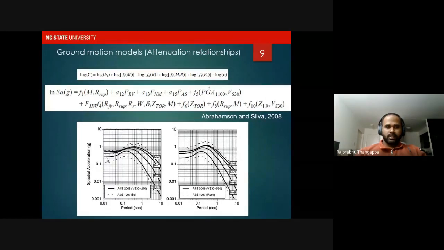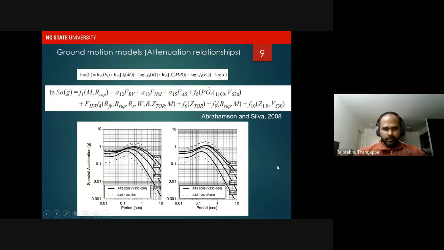So these ground motion models take care of the past earthquakes that have happened at that particular site, and this is very important to quantify the earthquake occurrence.